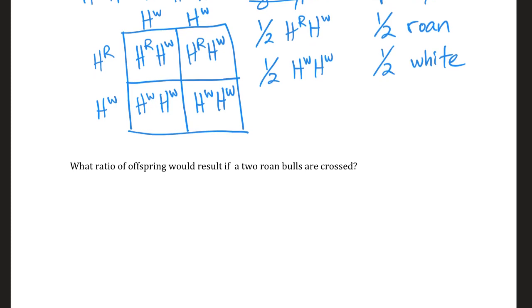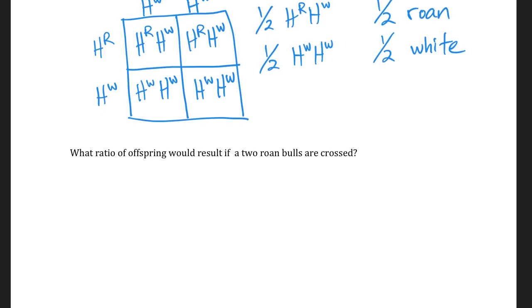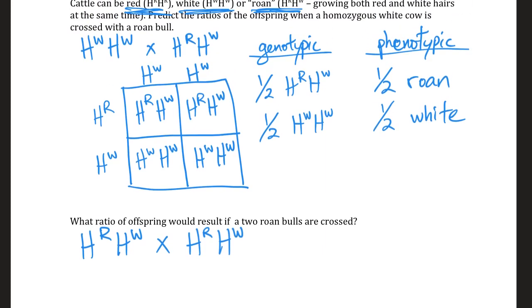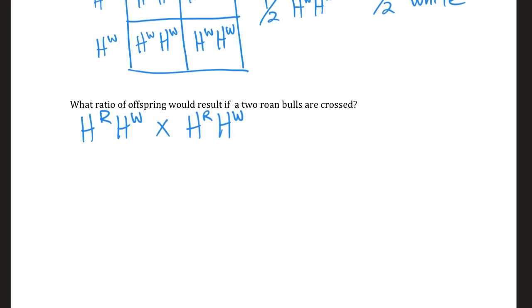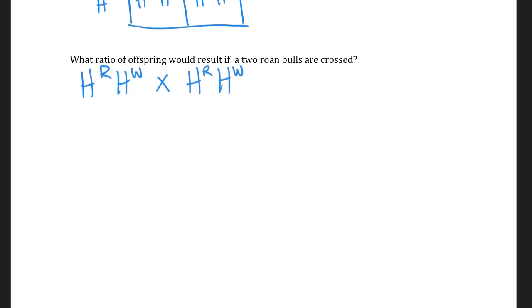What ratio of offspring would result if 2 roan bulls are crossed? Okay, let's write out the cross again. So we have roan, HRHW, crossed with another roan bull. Okay. I just realized it says 2 roan bulls. I guess one of these needs to be a cow. Anyways.